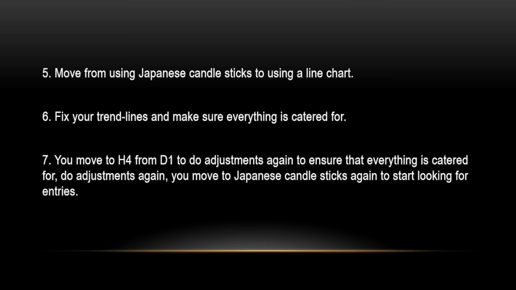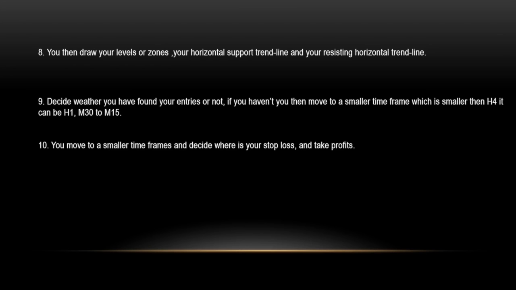On number 8, you then draw your levels or zones, your horizontal supporting trend line and your horizontal resisting trend line. Your zones are your so-called horizontal supporting trend line and your resisting horizontal trend line. So those are your levels, which are your zones that you then start drawing. Number 9, you decide whether you found your entries or not.